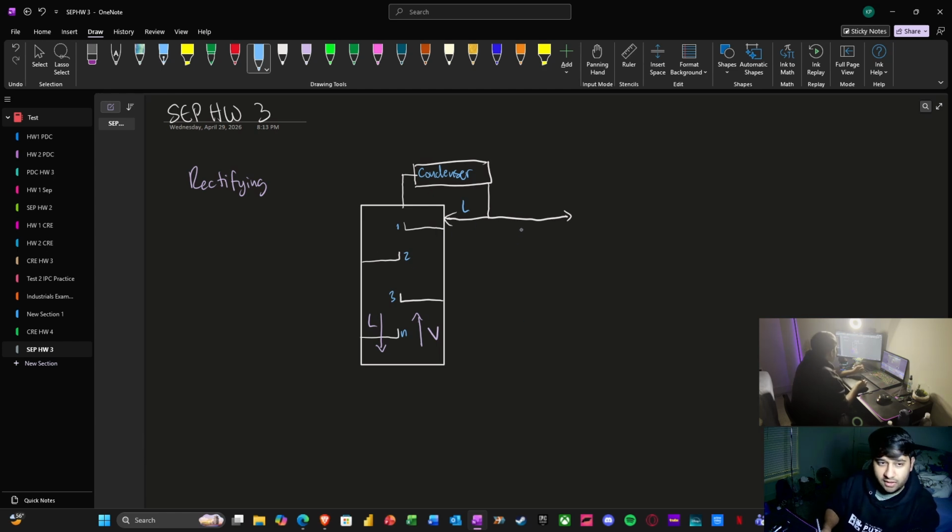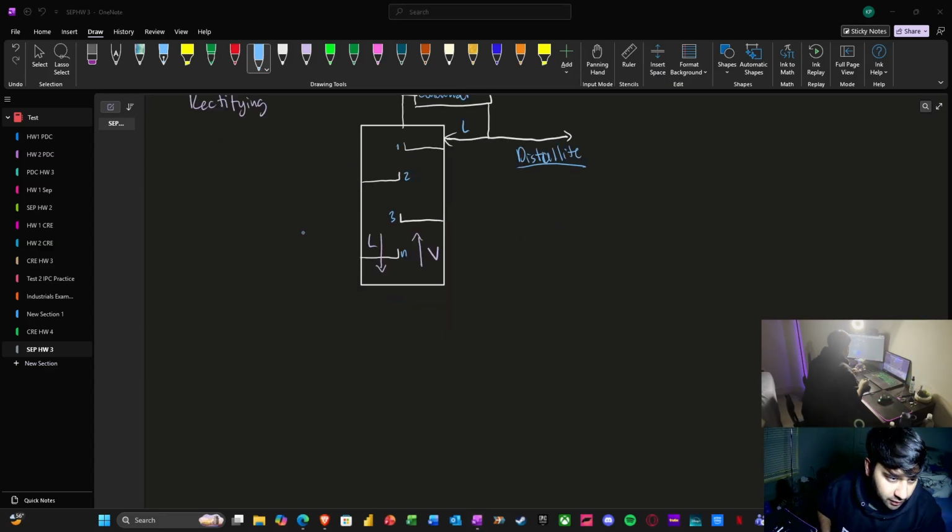And the stuff that we do want, our desired product, is going to be called distillate. That's not the correct spelling, but it's going to be distillate, and it's going to move this way. And yeah, that's our rectifying distillation column.